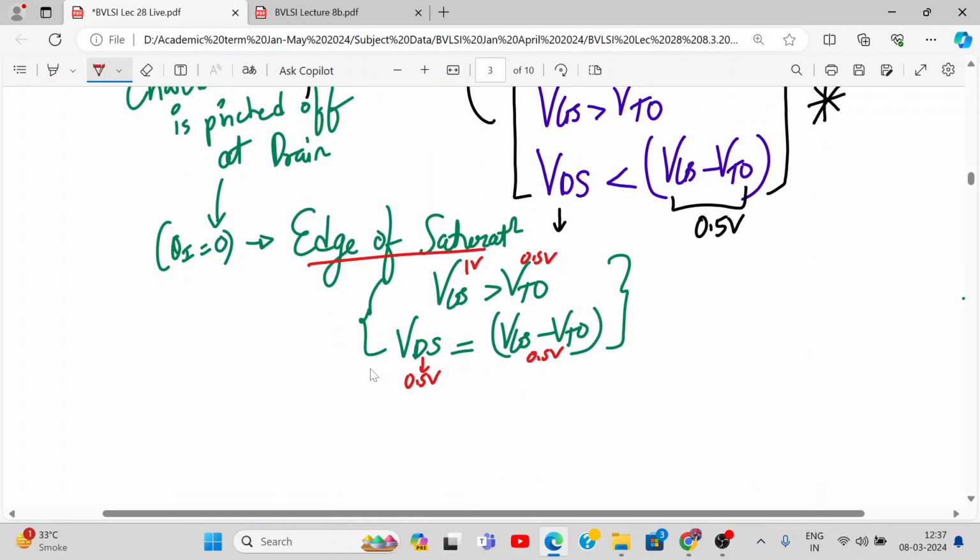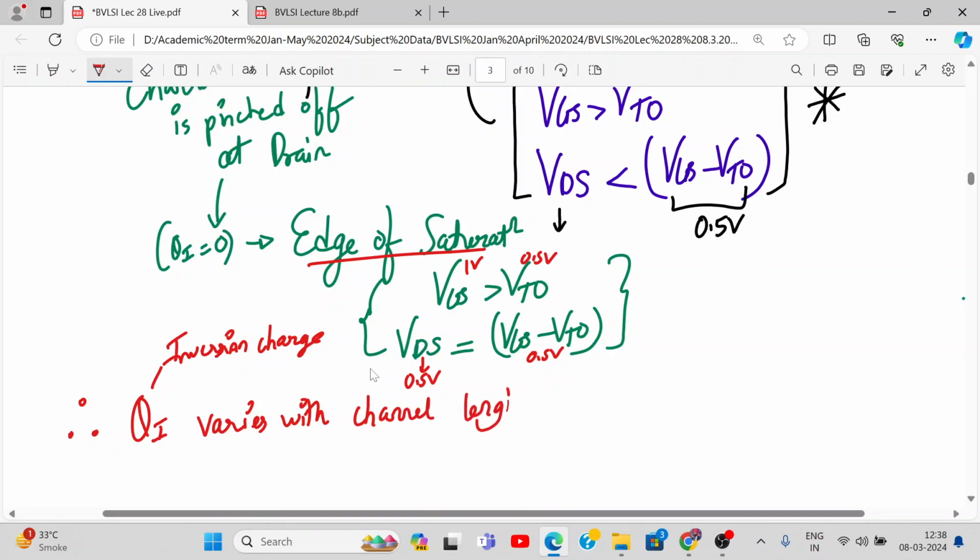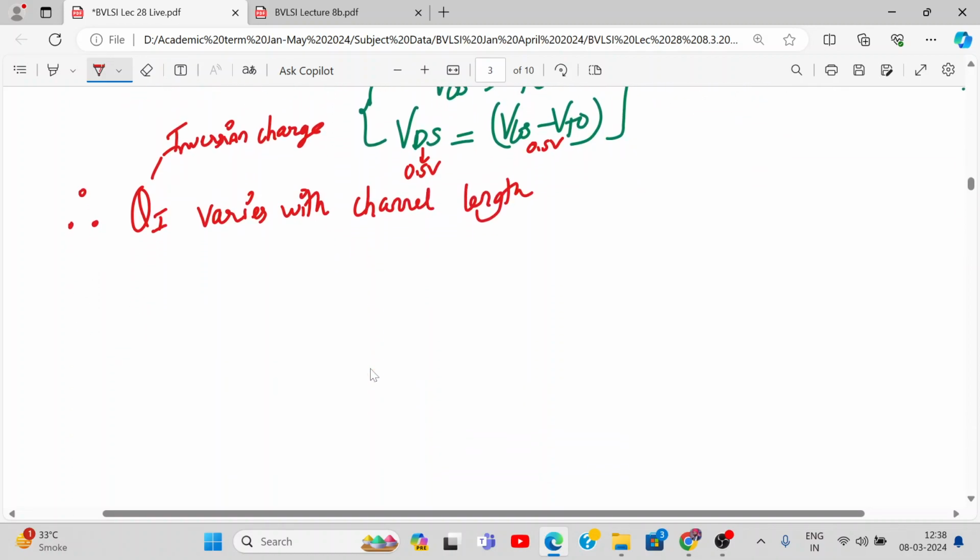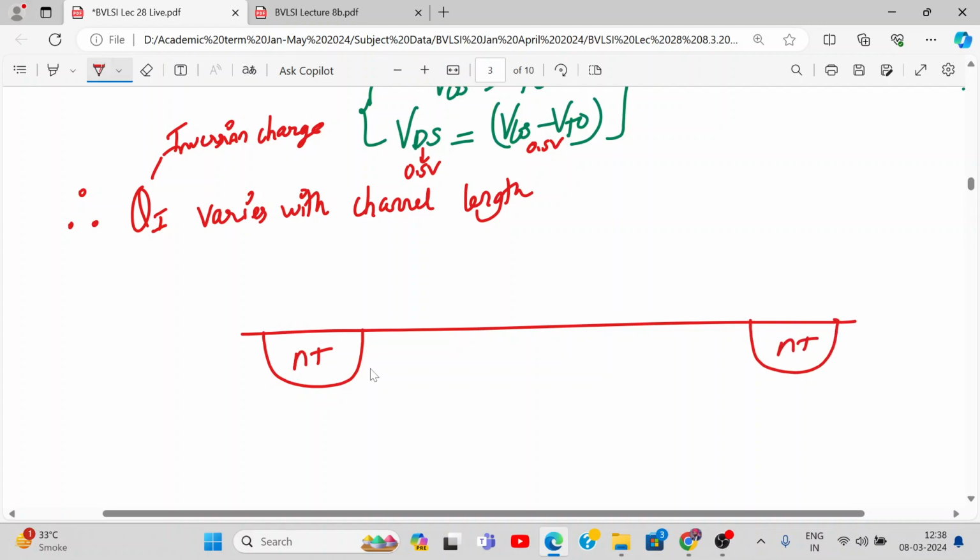Yes, sir. So now what can you tell about the inversion charge? So Qi, which is the inversion charge, varies with channel length. This is a very important point. Look at this again and I will explain. So this is my channel, this is my source region, this is my drain region. Let me mark some calculations over here. So this is x equal to 0. If I consider this as 0, then this is the length of the channel, right? This is my channel length.